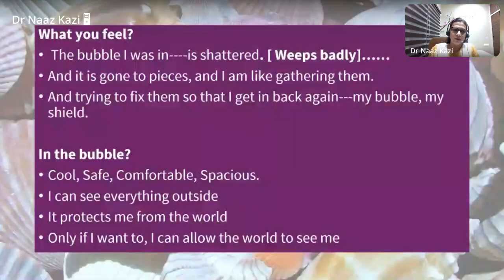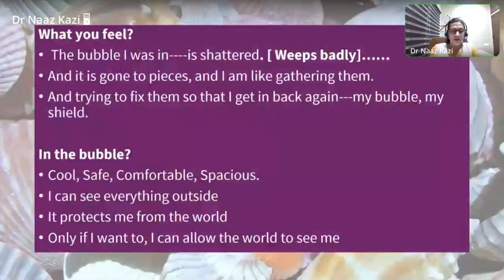So I ask her, how do you feel in this bubble? And she says, it's cool, it's safe, it's comfortable, it's spacious. I can see everything outside. It protects me from the world. Only if I want to, I can allow the world to see me. The same kind of a sensation or experience comes up again, right? So for me, I know that yes, I am on the right track, and it is the same thing. I just need to do something with the prescriptions, right?